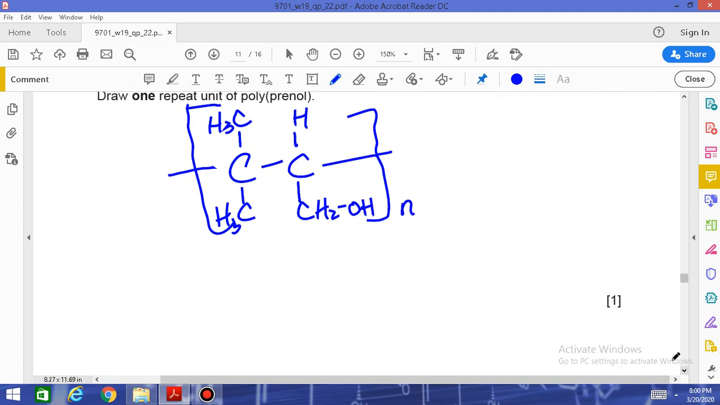Okay, this one. So draw one repeating unit. Okay, so this is one repeating unit. Actually, it continues, but we don't know what is the number of repeating units.